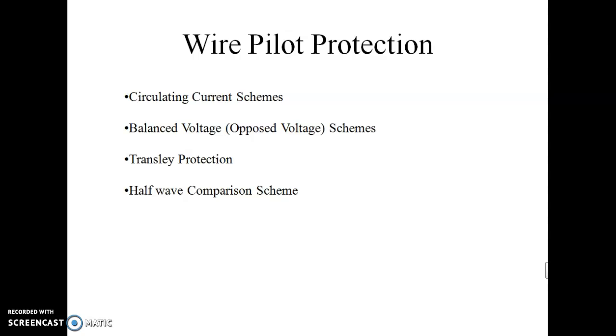For long lines, carrier current schemes are cheaper and more reliable than the wire pilot schemes. There are two alternative operating principles which are used for most of the practical schemes, that is the circulating current principle and the balanced voltage principle. Most wire schemes use amplitude comparison in the circulating current scheme, to apply to multi-ended lines, and are less affected by the pilot capacitance. In that, we are going to see circulating current schemes.